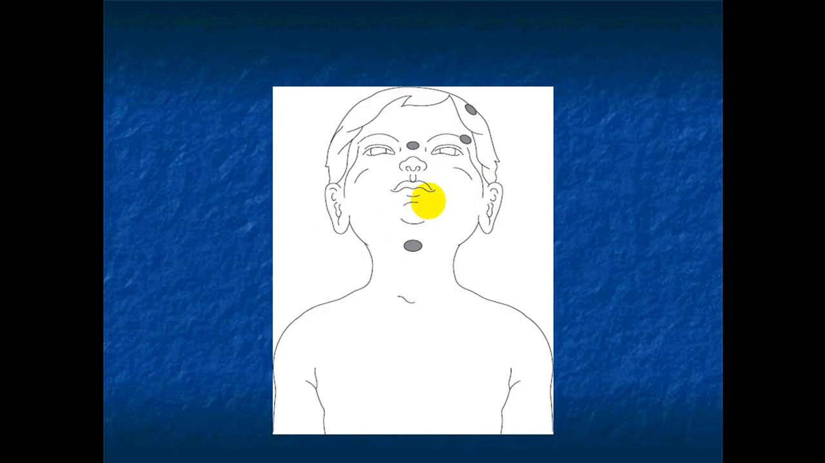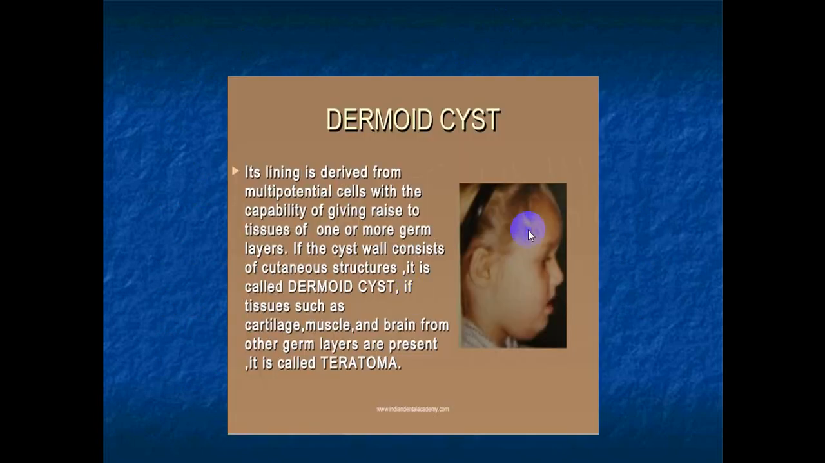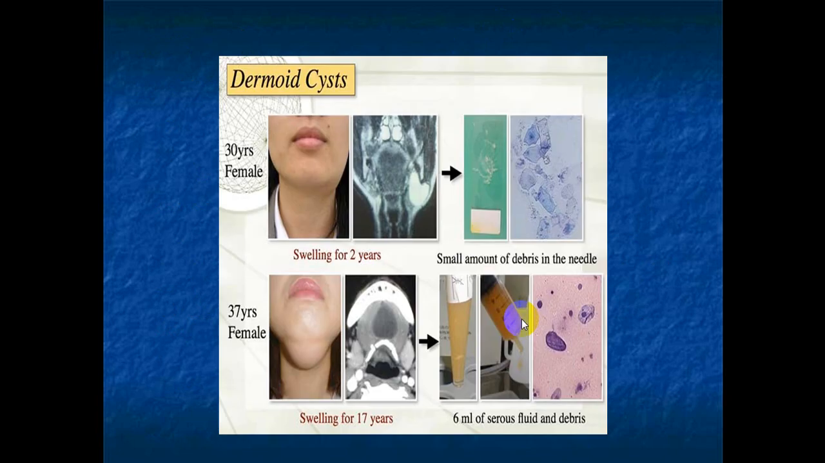Dermoid cyst can occur anywhere in the midline between the chin and the suprasternum. This is the appearance of a dermoid cyst, and this is another picture of a dermoid cyst.